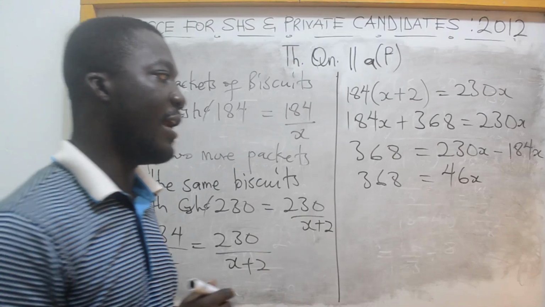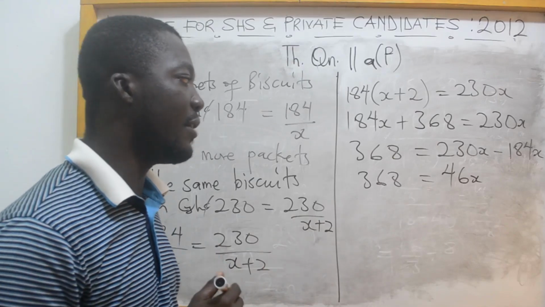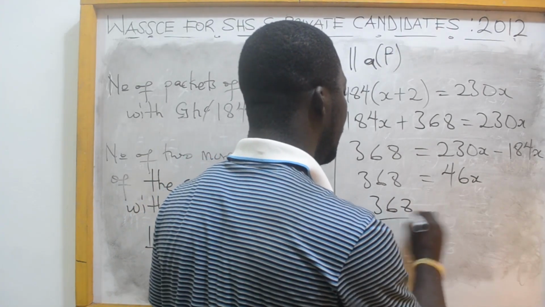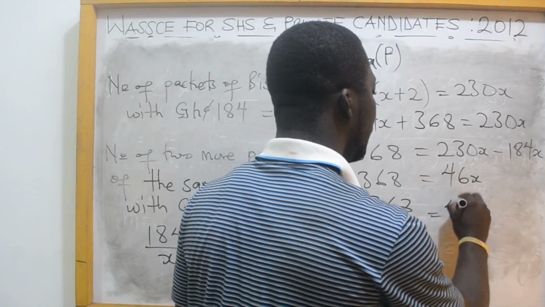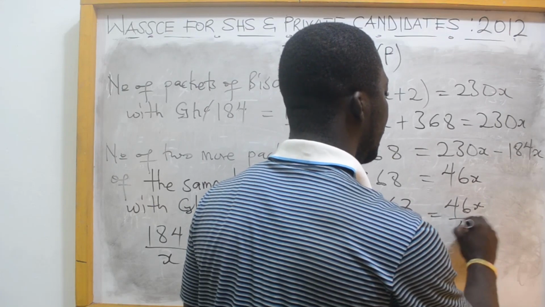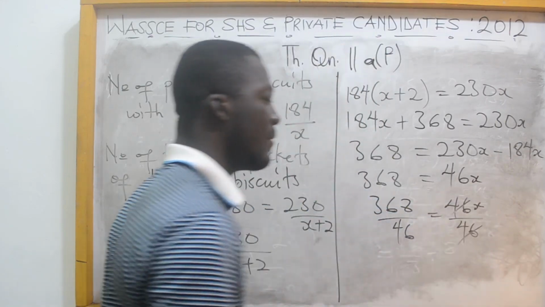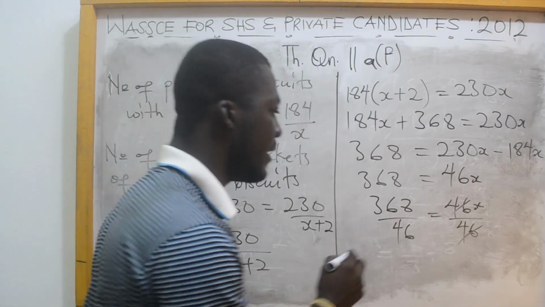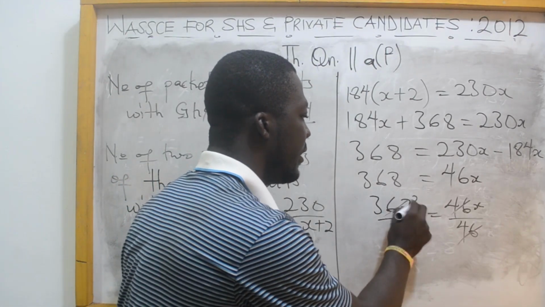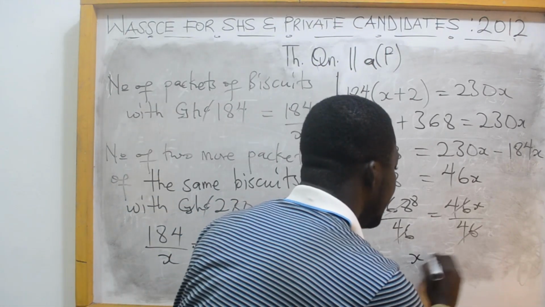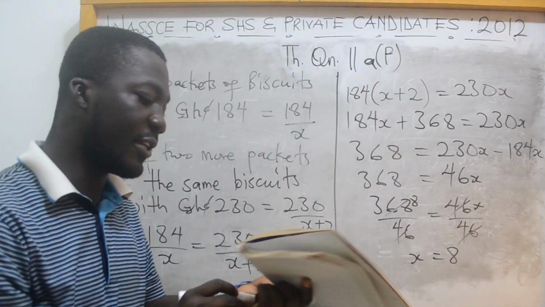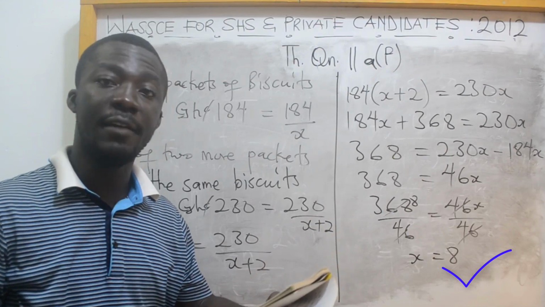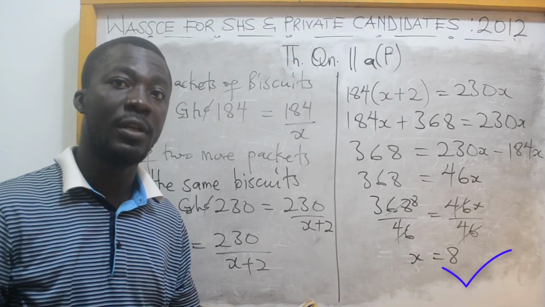And if we want to find x, we divide both sides of the equation by 46. So 368 over 46 is equal to 46x over 46. This will cancel that. Then 46 into 368 is going to give us 8. So the value of x is equal to 8. So in the question, we were asked to find the value of x, and therefore x is equal to 8.